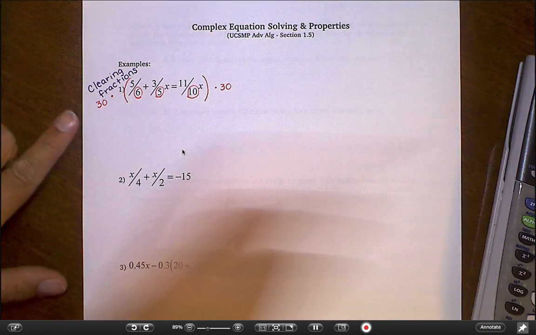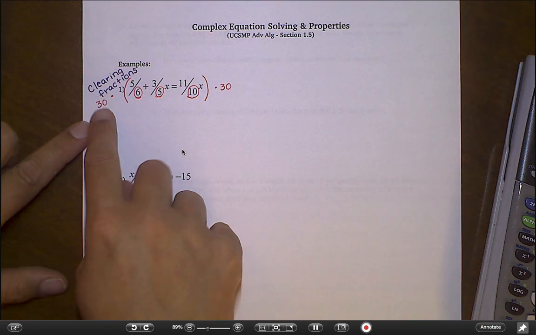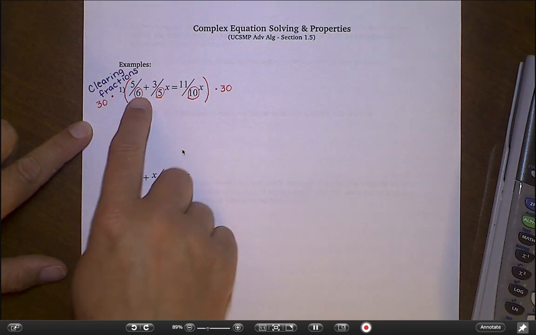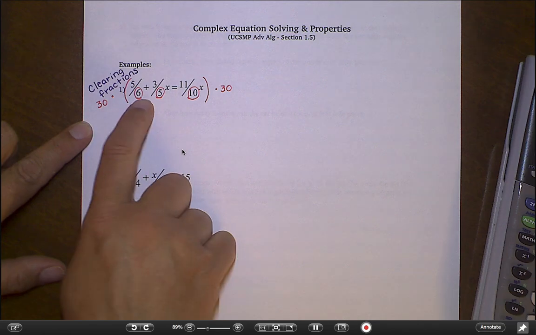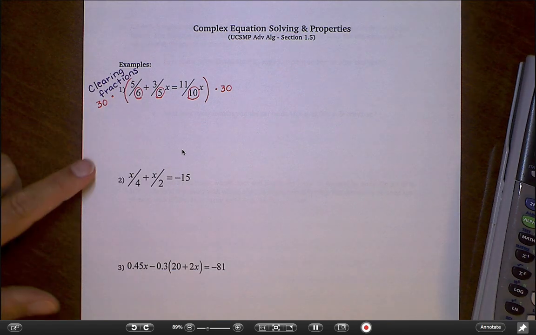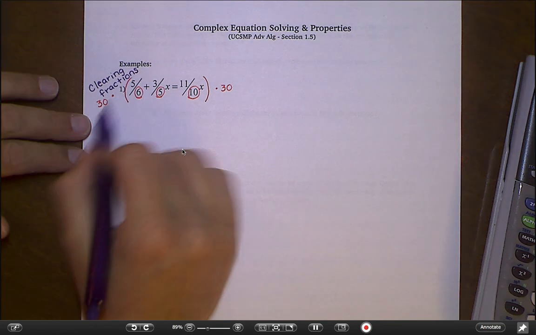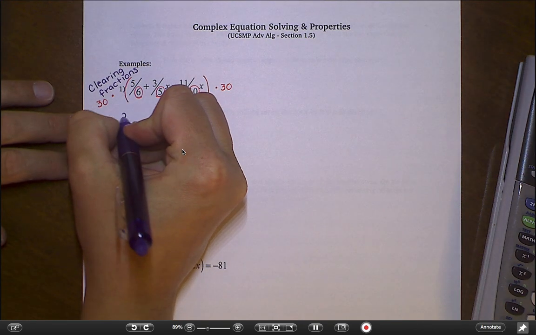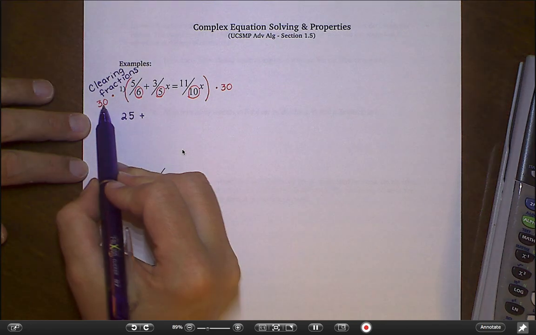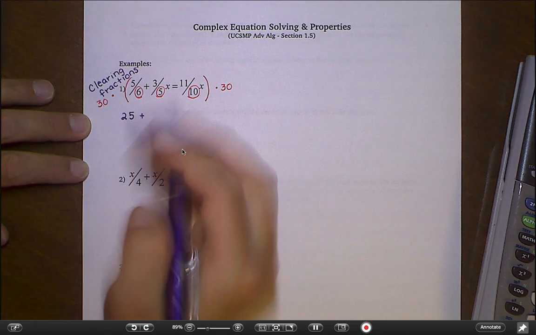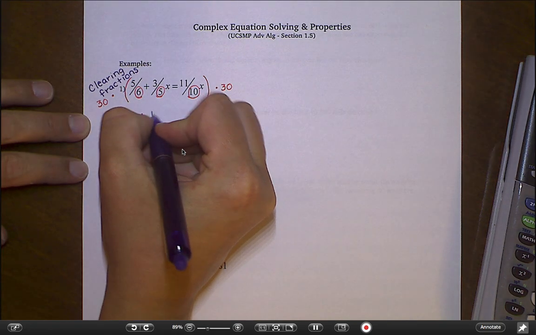Just so you know, if you're doing this in your head, you could also go 30 divided by 6 and then multiply by 5. So 30 divided by 6 is 5. 5 times 5 is 25. Either way, 30 times 5 over 6 gives us 25. And then 30 times 3 over 5 is going to be 18. So that becomes an 18x.